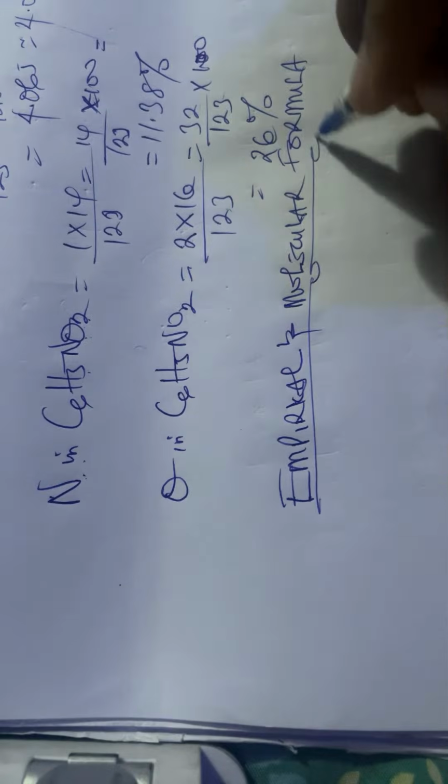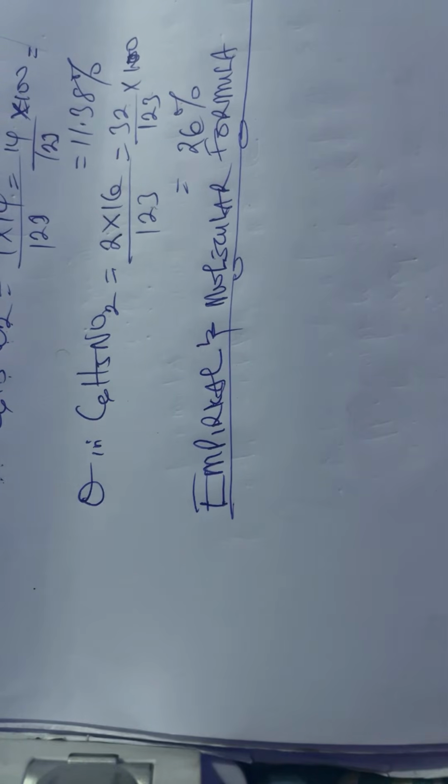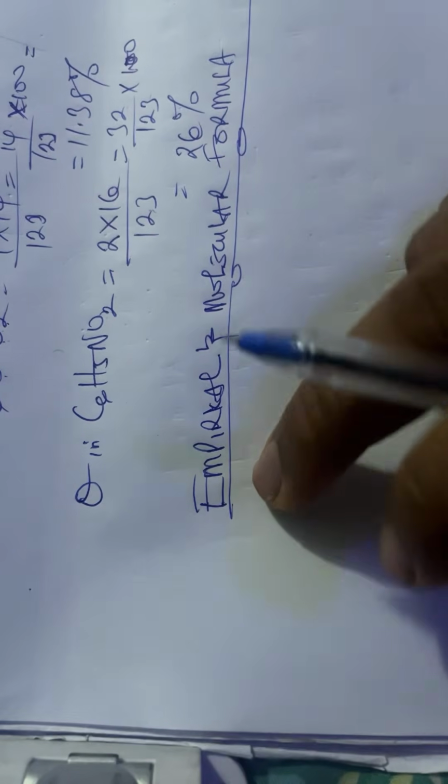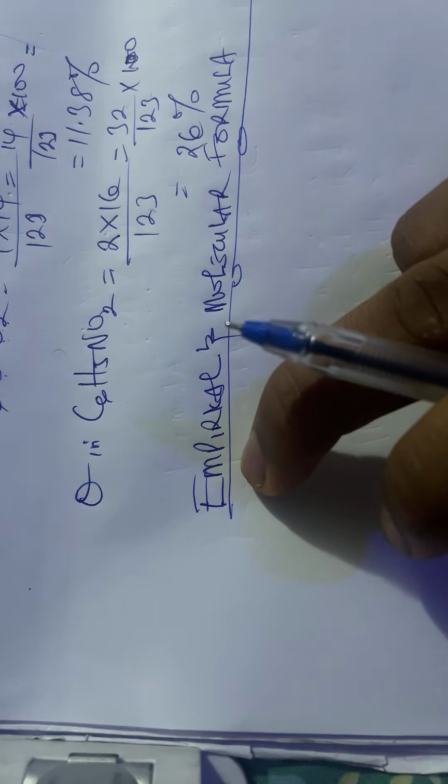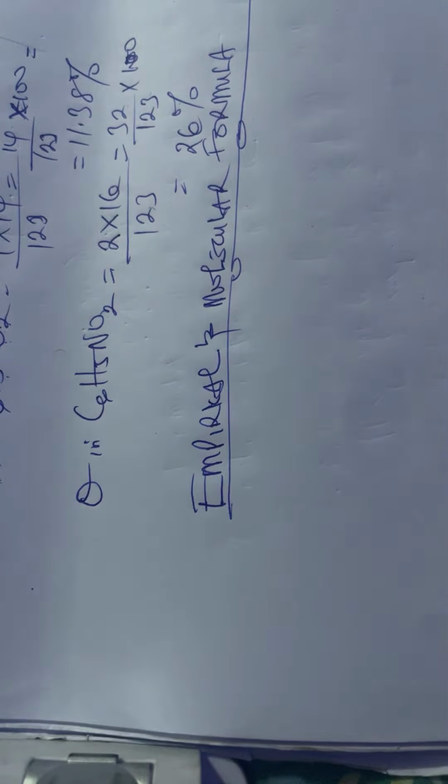Empirical and molecular formula. Okay, so that's the next thing we'll be looking at. What is empirical formula? Empirical formula is defined as the simplest formula of a compound, which shows the exact simplest mole ratio of the constituent elements in the compound. While molecular formula shows the exact number of moles of the constituent elements. Sometimes we call constituent elements atoms in the compound.